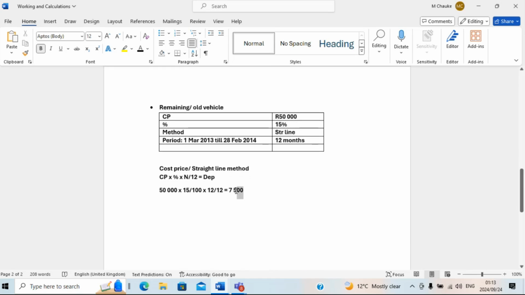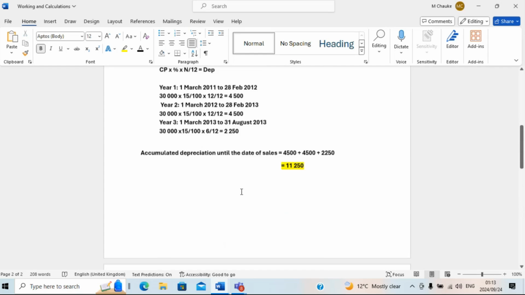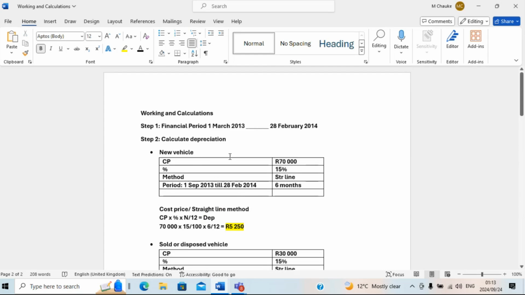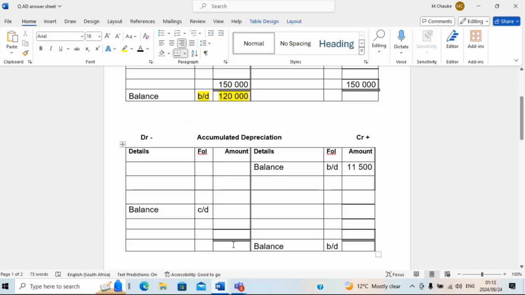Let me highlight this one with yellow. Okay, so now let's go and record this depreciation. These depreciations are going to be recorded on the credit side of the accumulated depreciation account. Number one, we've got depreciation for the new. We're just going to say depreciation of the new is 5,250.